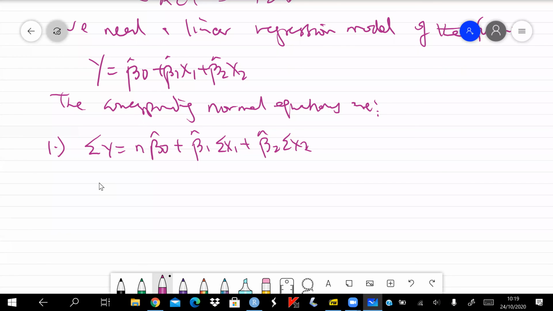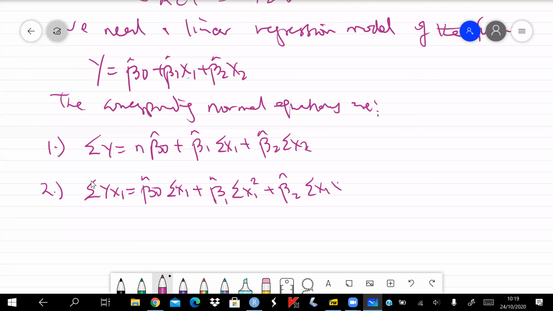Then the second normal equation: now we'll be multiplying by x1 throughout. So we have summation of y x1 is equal to beta naught summation of x1 plus beta 1 summation of x1 squared plus beta 2 summation of x1 x2.